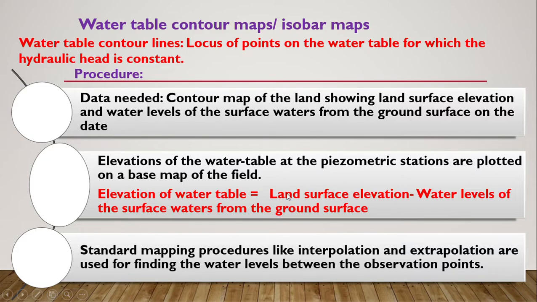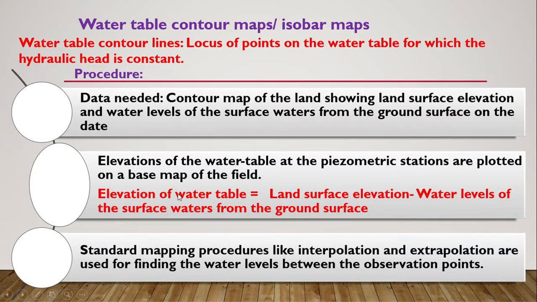And we can find the elevation of the water table by using this equation. So this is very logical. You have to think about it. The elevation of the land surface from a particular benchmark, minus the water level from the ground surface, will give you the elevation of the water table. So from that we will get the elevation of the water table.